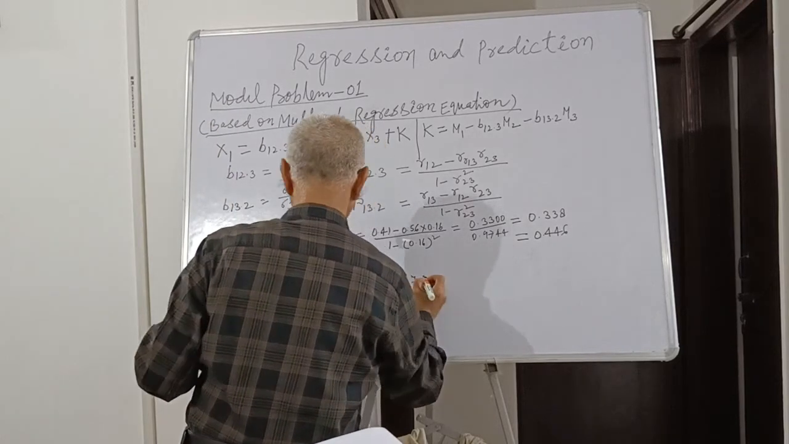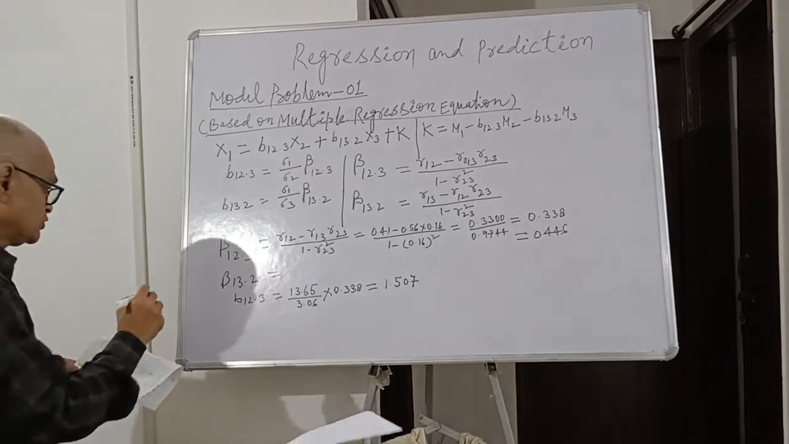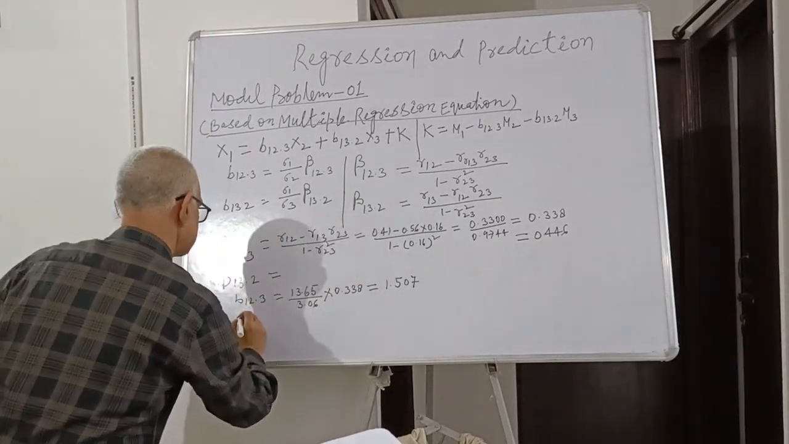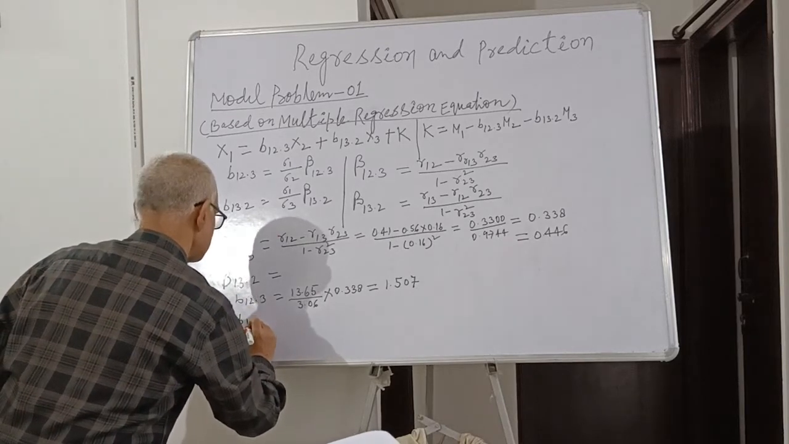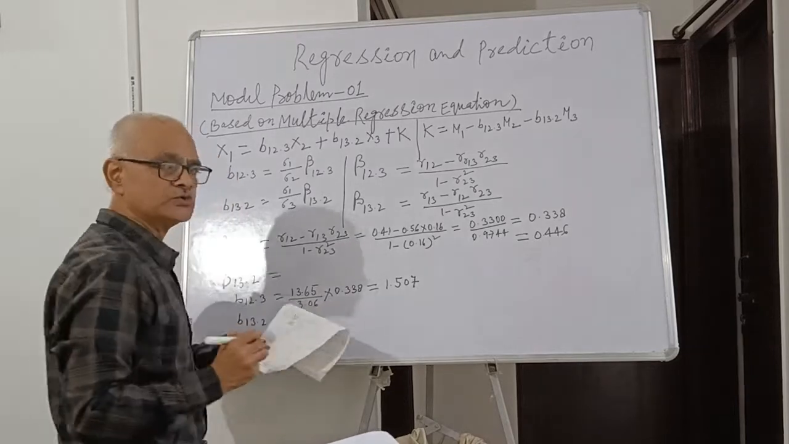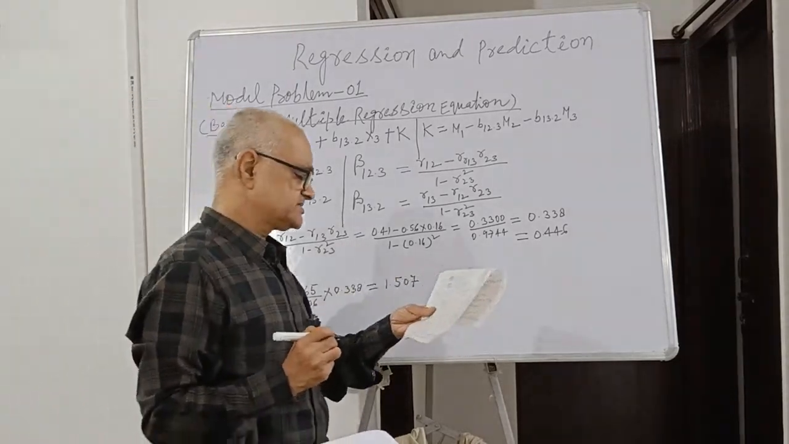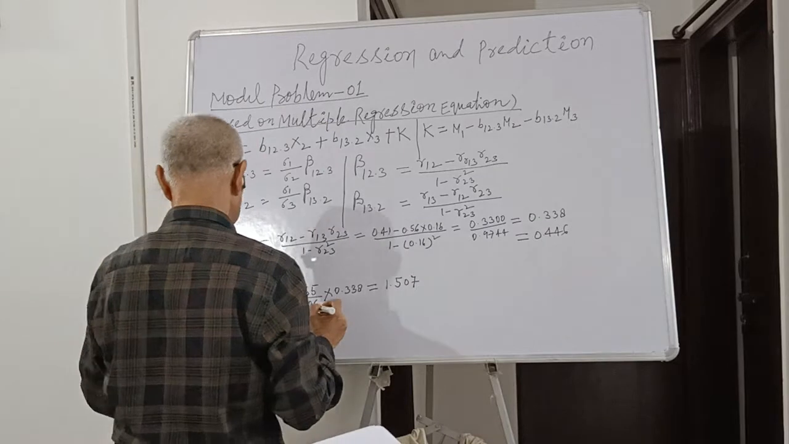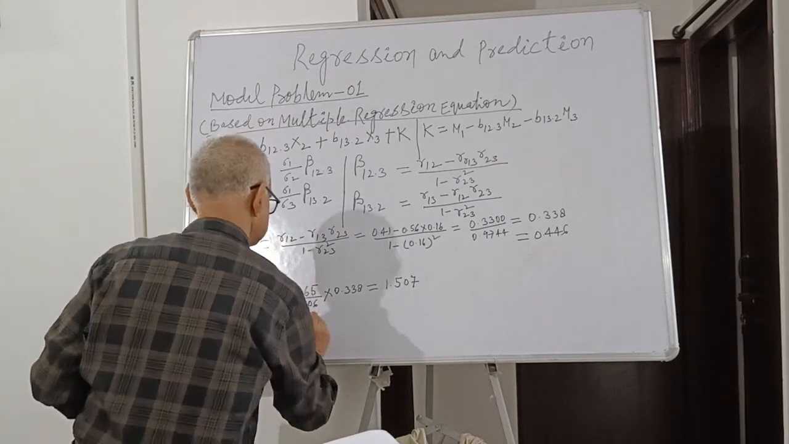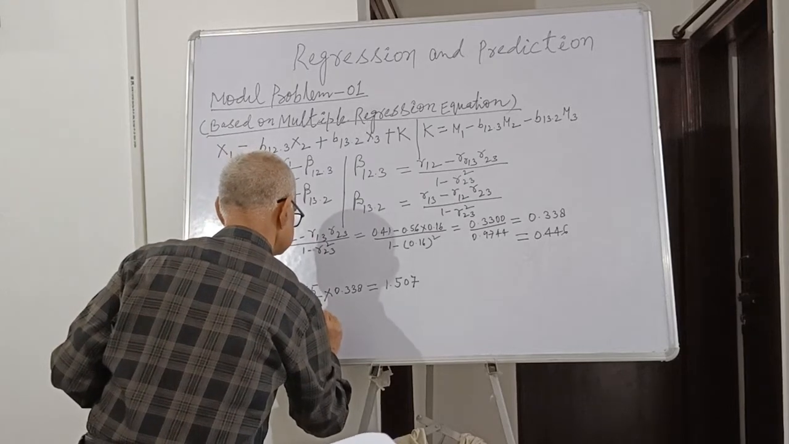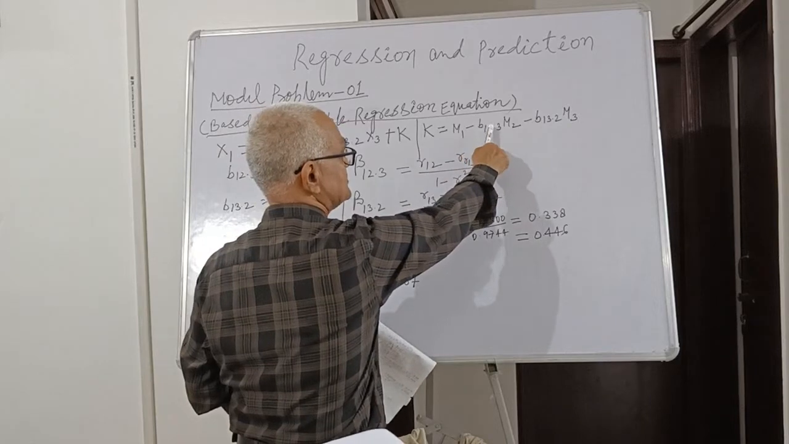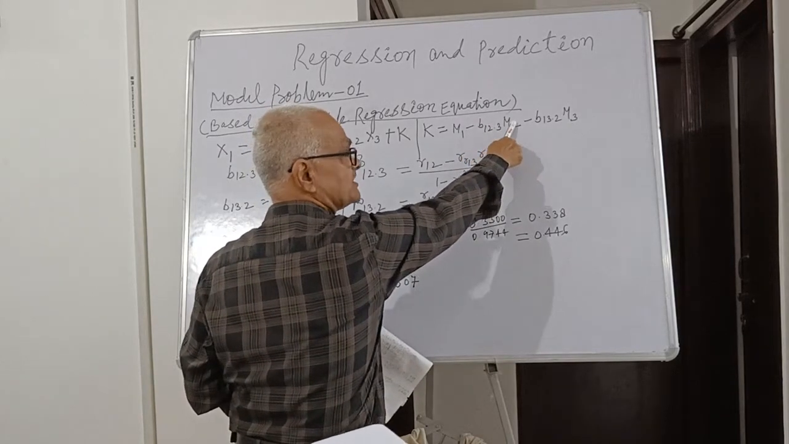1.507. In the same way, when you calculate the value of B13.2, you will find its value as 3.014. Now come here. We have to find B12.3. M1 is already given.